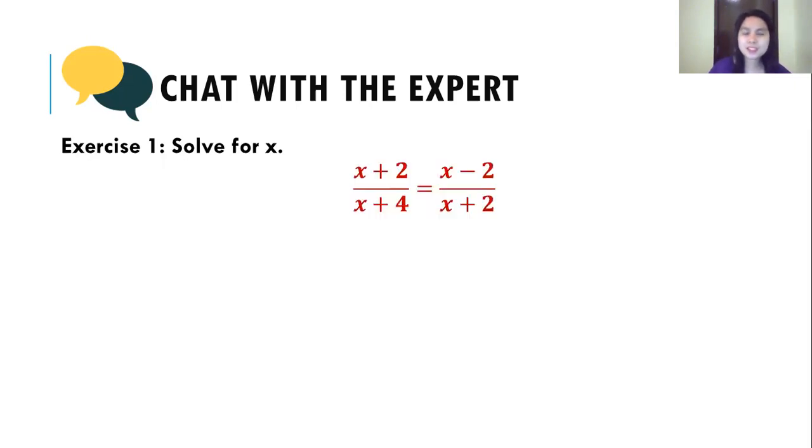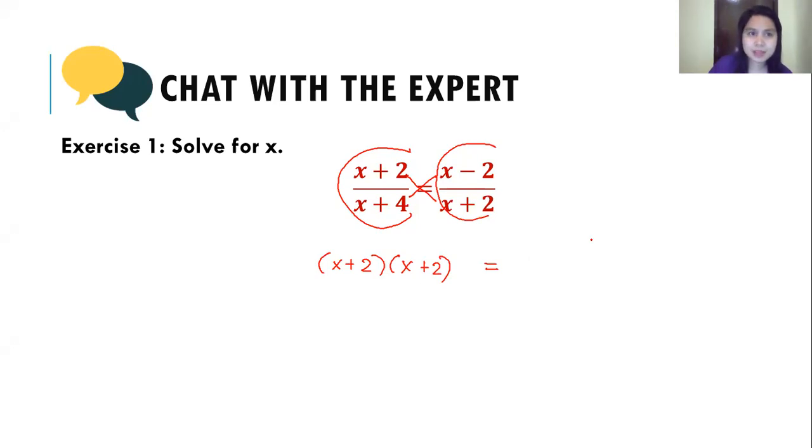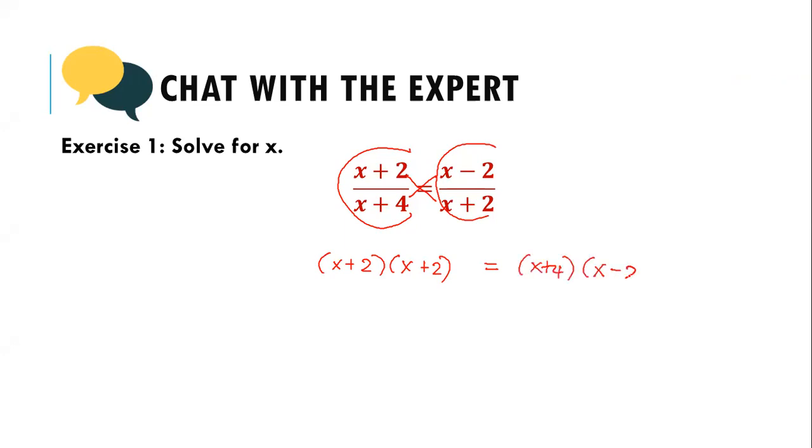Now, let's solve more problems. Ready? Now, there's only one rational expression on the left and one on the right. So we can cross multiply. So we have x plus 2 times x plus 2. And the right-hand side is x plus 4 times x minus 2. Let us simplify it.